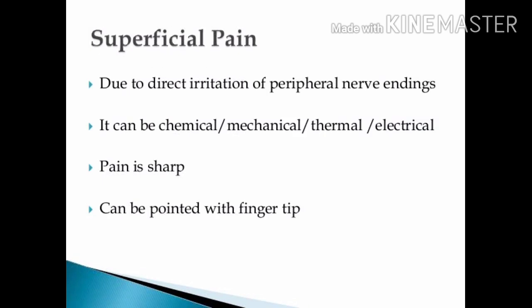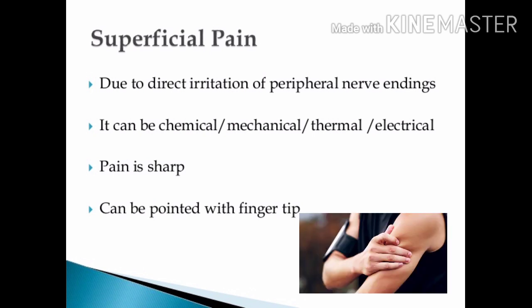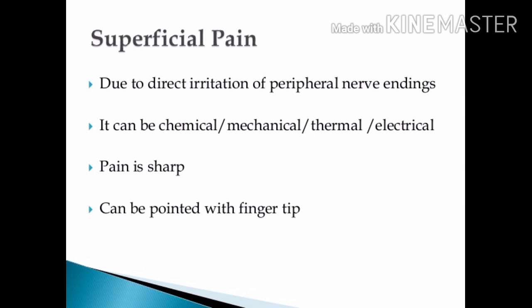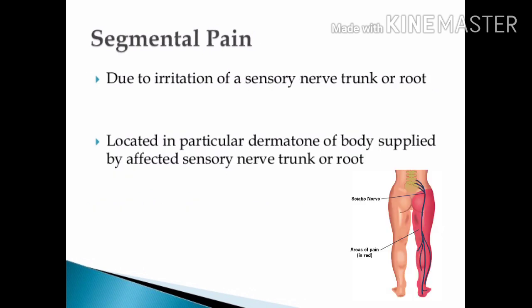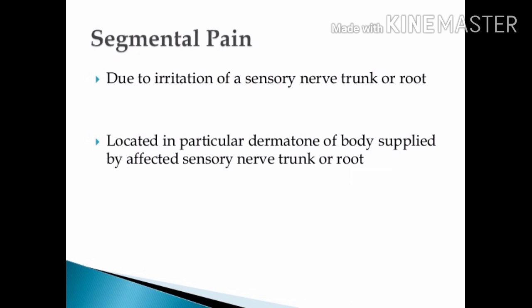The major thing to keep in mind is that in superficial pain, the pain is in the superficial tissues and it is due to the direct irritation of the peripheral nerve endings. This can be due to any cause: chemical, mechanical, thermal, electrical, and there will be sharp excruciating pain in the case of superficial pain. Now, second is the segmental pain. In segmental pain, basically, there is irritation in the sensory nerve trunk and the root. Remember, in superficial pain, peripheral nerve endings were involved, and in segmental, sensory nerve endings are involved.